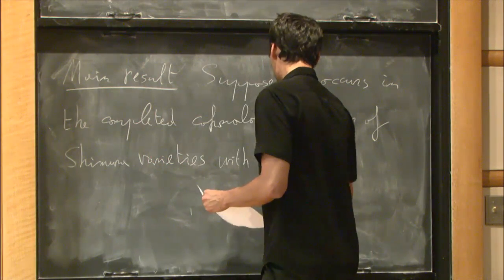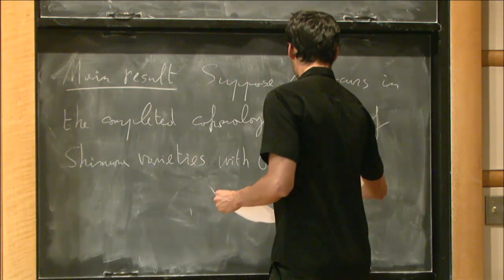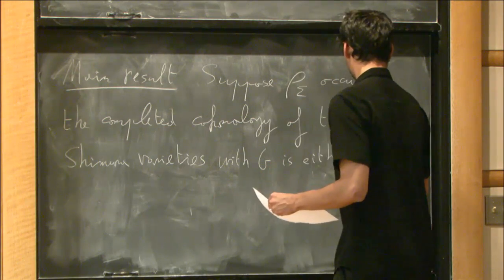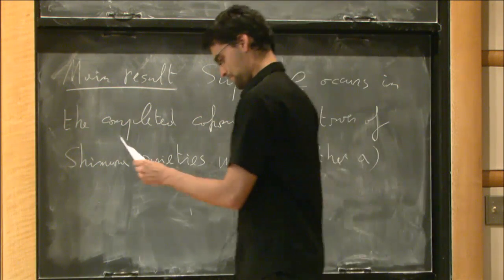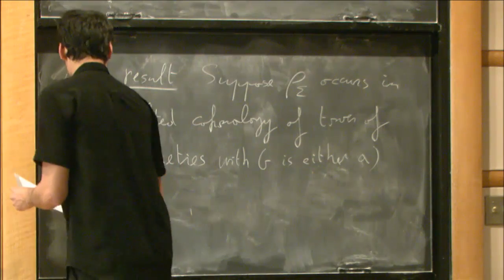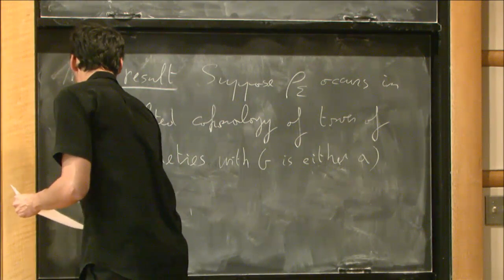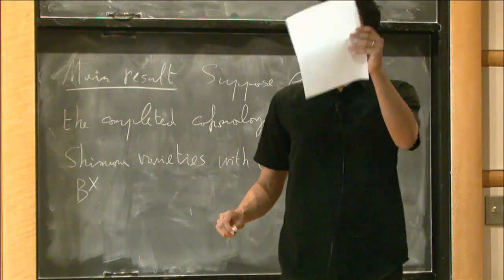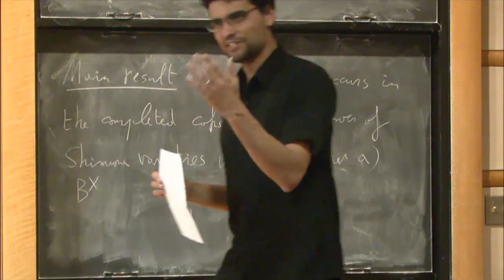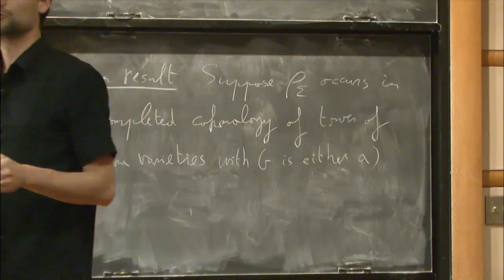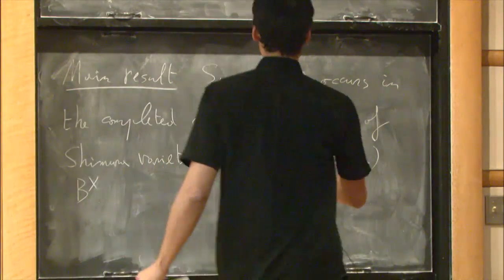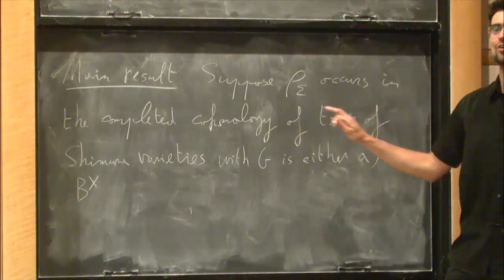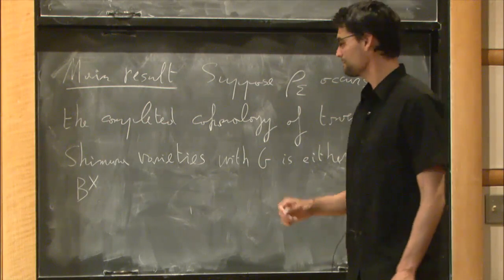So here G is either A, the unit group. So tower means congruence subgroups with some prime. So this is what it means, but I'm going to explain precisely what "occurs in the completed cohomology" means. But that's what it means, yes.